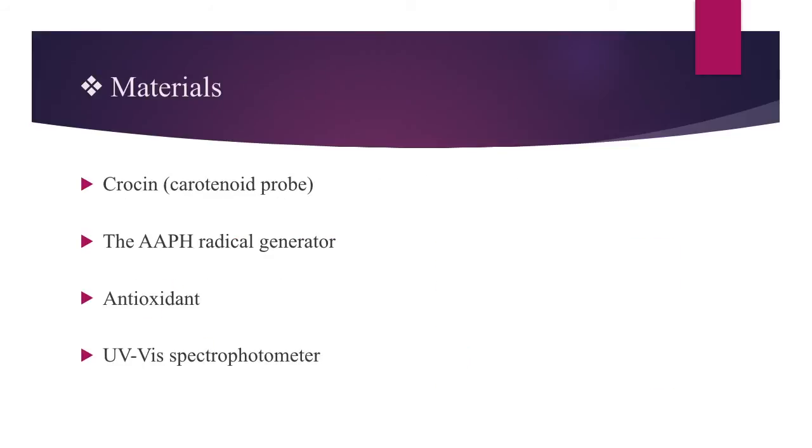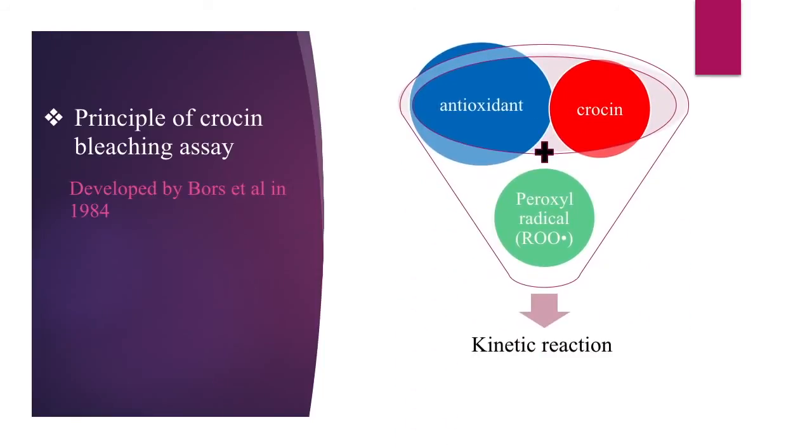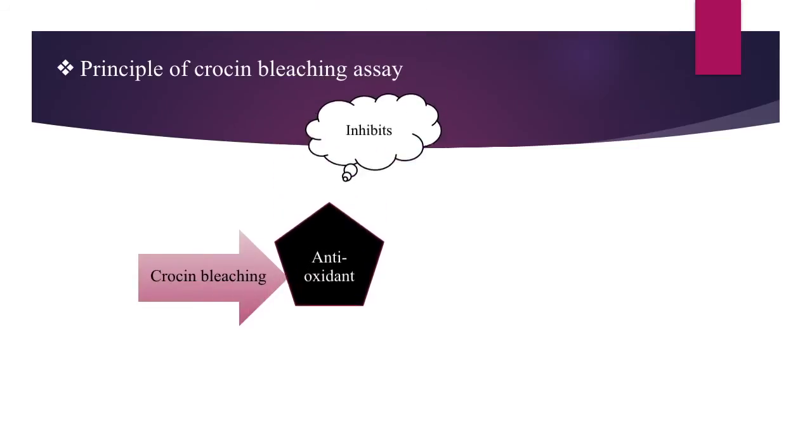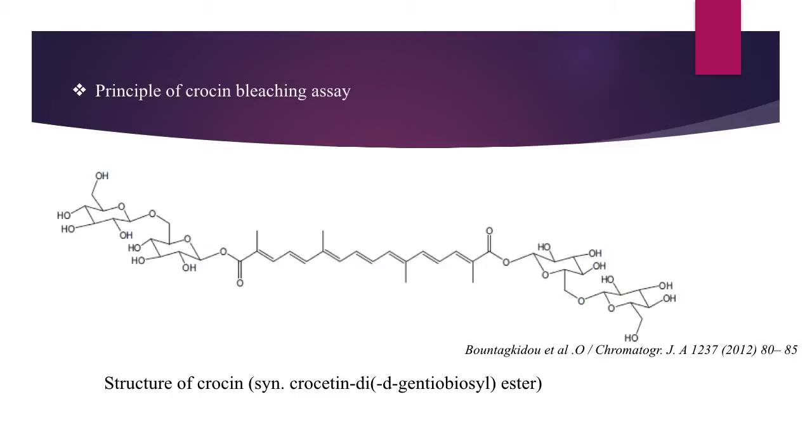Materials required are crocin, the AAPH radical generator, antioxidant, and a UV-vis spectrophotometer. The principle of the crocin bleaching assay says that it is based on the competitive kinetic reaction between antioxidant and crocin with the peroxyl radicals in the presence of oxygen. This assay was first developed by Bors in 1984. Further, the inhibition of crocin bleaching by antioxidant was monitored at 443 nanometers for 10 minutes. What exactly results in crocin bleaching is the abstraction of hydrogen atoms from the polyene structure of crocin, that is the double bonded structure of crocin.